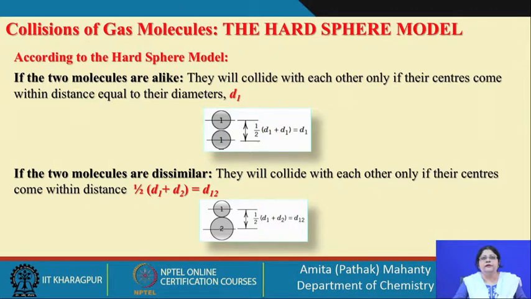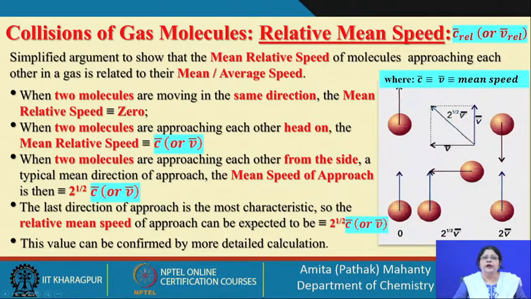So, the internuclear distance, from one center to the other center of the molecule, is the diameter d1, the diameter of one molecule. But if these molecules are dissimilar, they will collide with each other only if their centers come within a distance of half of d1 plus d2, this distance. Okay. So, now when we talk about the distance where they should come in contact, only then can we consider that they will undergo a collision.